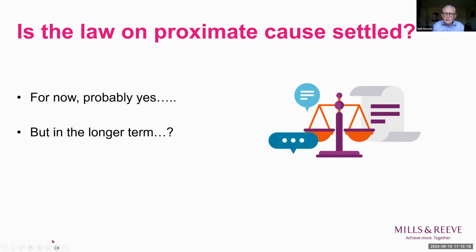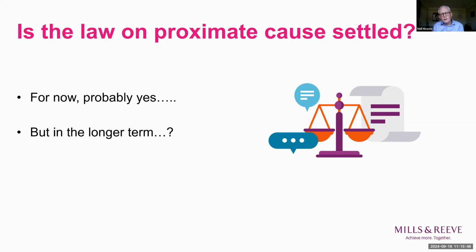I think for the moment, the answer to that is probably yes. But the current law on proximate cause is not without some fairly vocal critics. I think one of the criticisms that's commonly made of the law as it stands is that it can potentially lead to some quite odd results, particularly in situations where you may have so-called mirroring exclusion clauses in two policies that might otherwise cover the loss.